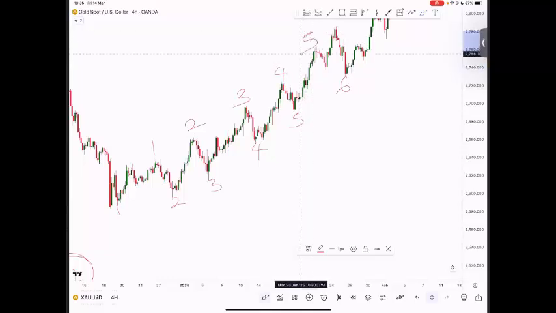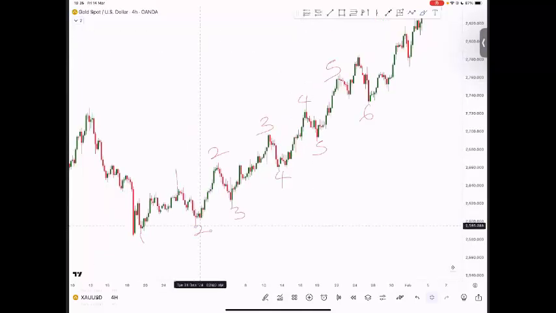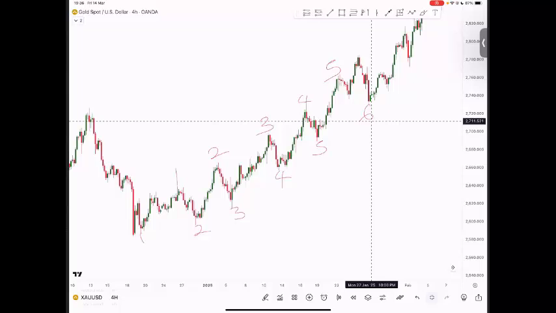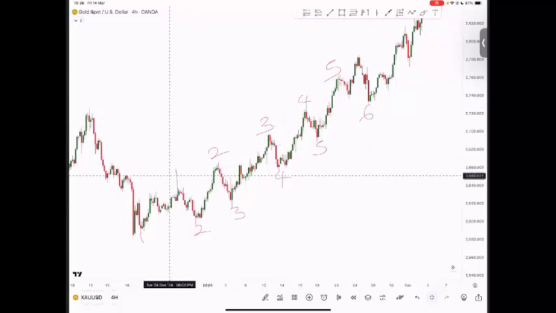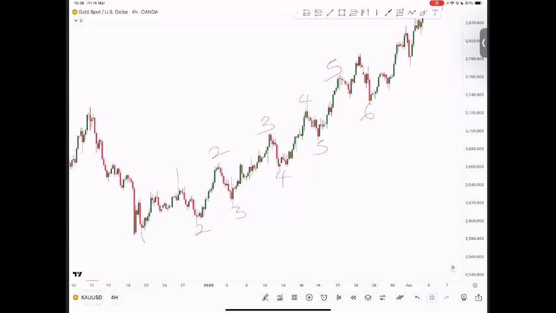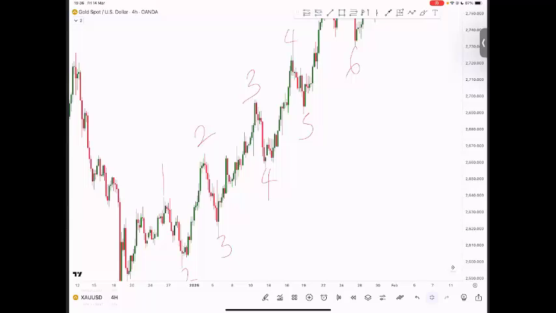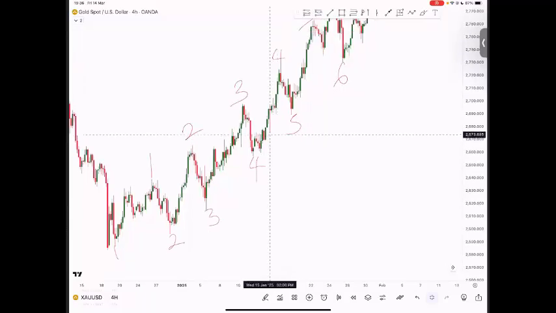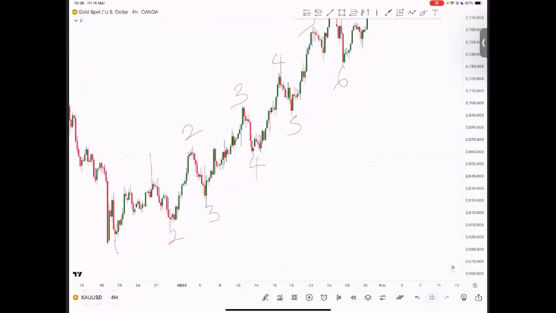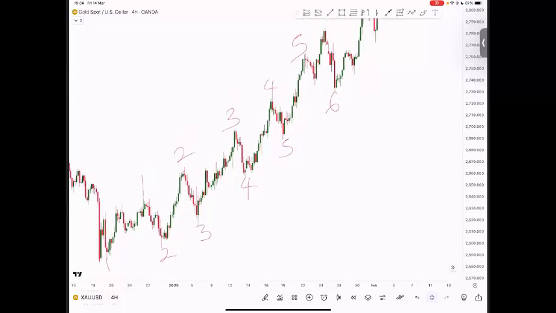If you look at this now, you can see that low two is higher than low one, three higher than two, four higher than three, five higher than four, six higher than five. High two is higher than one, three higher than two, four higher than three, five higher than four. When you have price creating a series of higher lows and higher highs, just like this, this is exactly what the uptrend looks like on the chart, right?